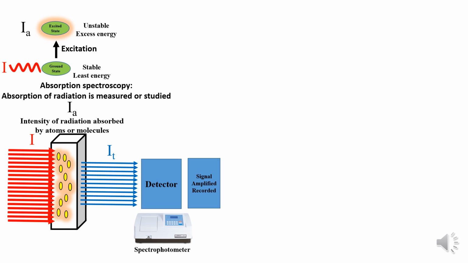And what does the detector do? The detector converts the light energy into electrical energy, and a signal is generated which is amplified and finally recorded in the form of absorption spectrum. So absorption spectrum is a plot of absorbance versus wavelength.